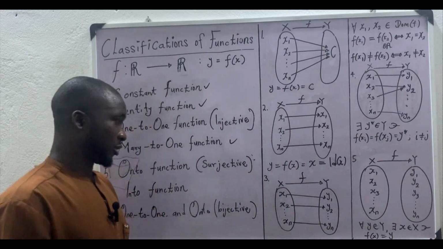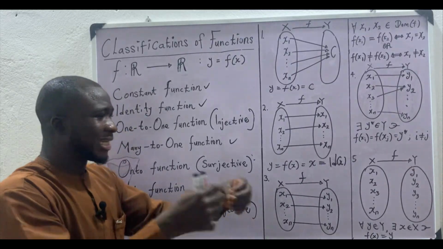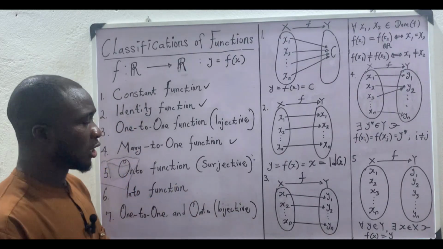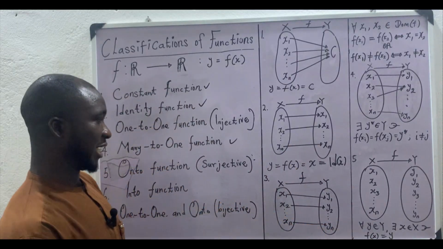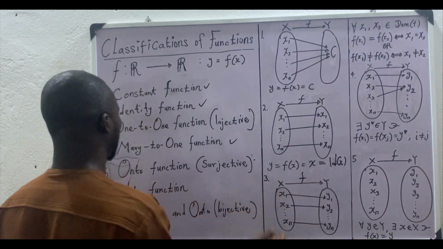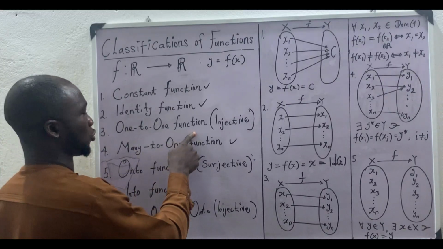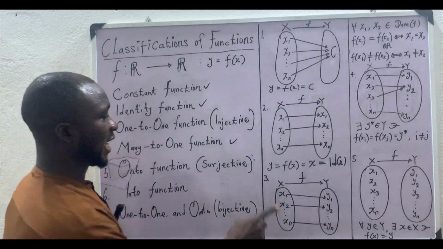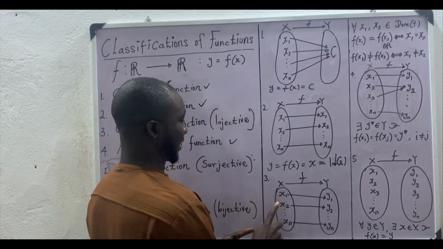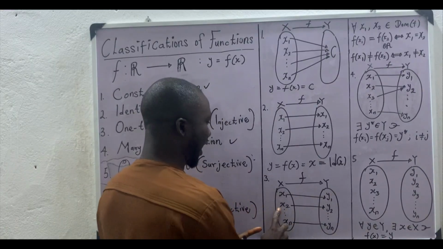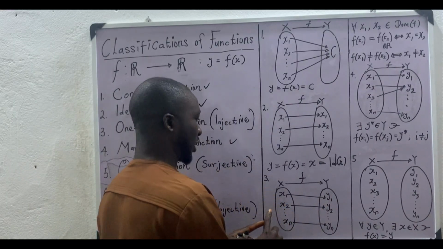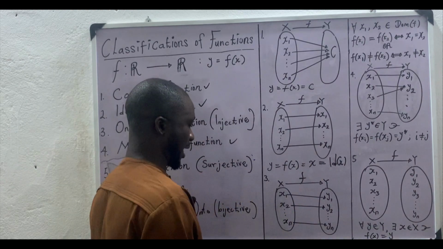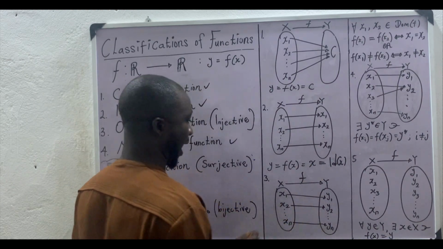But if it happens that the function assigns distinct or different elements from its domain to distinct or different elements in its range, then that kind of function is what is referred to as a one-to-one function or an injective function or simply an injection. Here, the function f assigns s1 to y1, s2 to y2, s3 to y3, and it continues in that order until it assigns sn to yn.